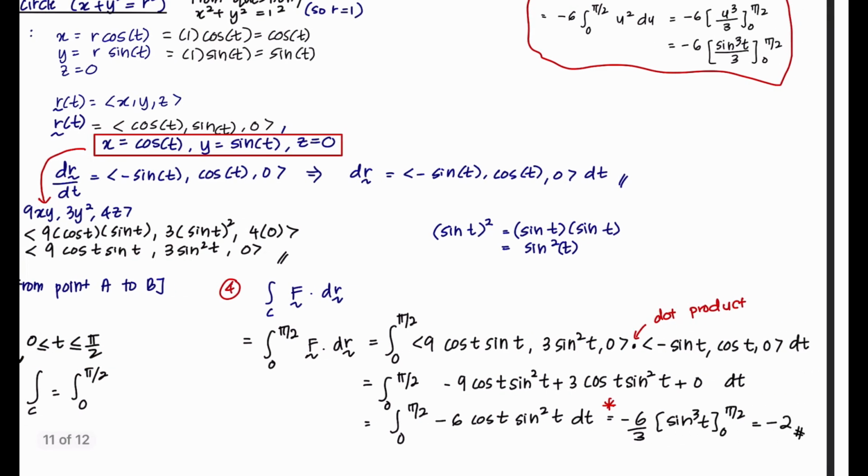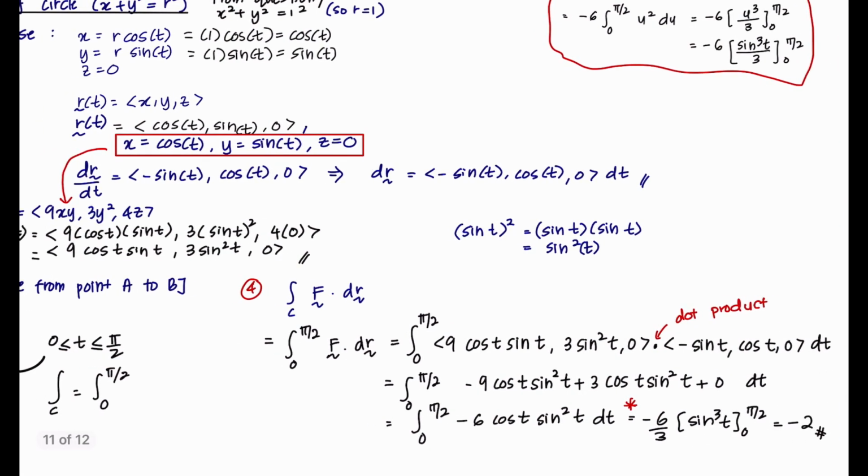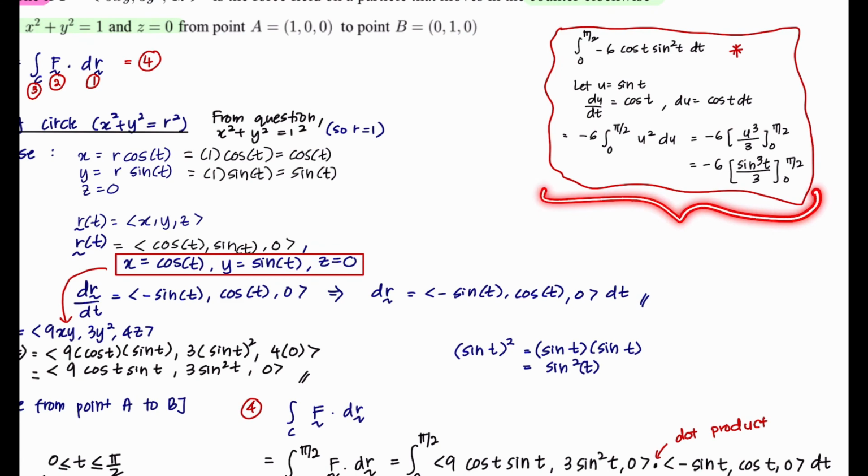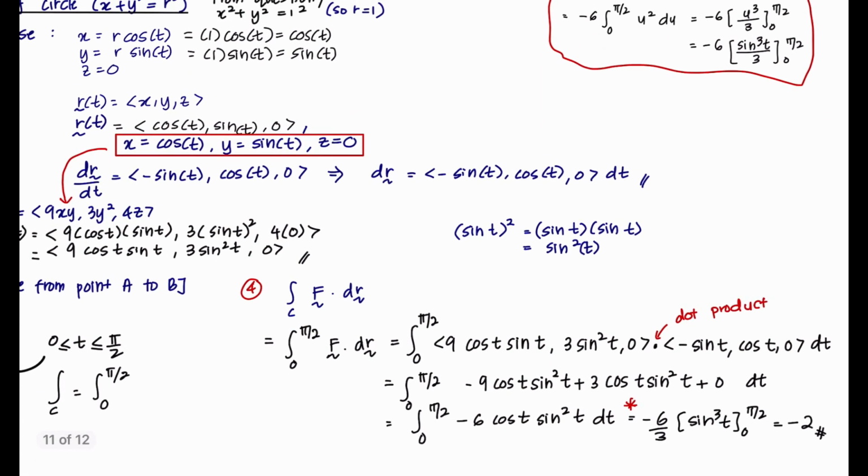And last one, step number 4. Substitute r, F, and also the limits in the formula, and perform the dot product. For the integration of this equation, you can refer here. Use integration by substitution, and then the final answer will be -2.